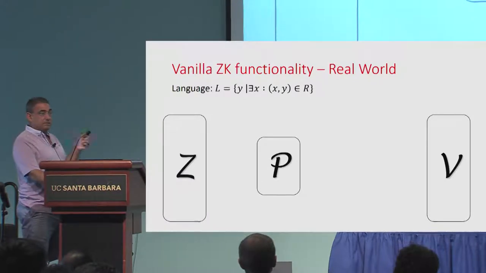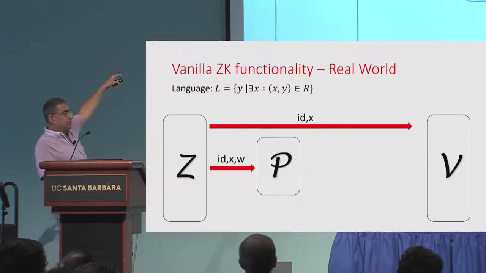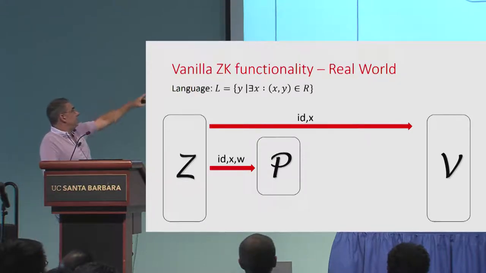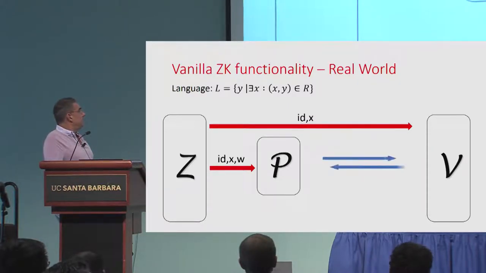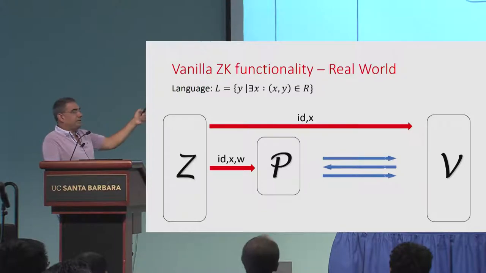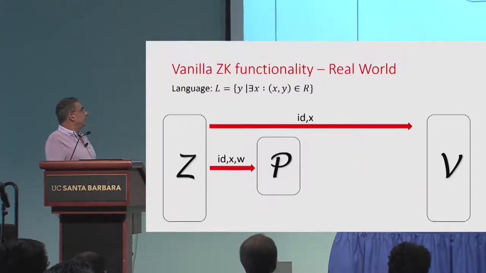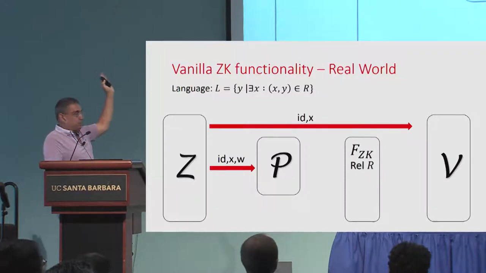So let's talk about the vanilla zero knowledge functionality, the way it was thought about earlier on. What is the API? There is this environment, which sits above, and it gives the prover its ID, the identity for the transaction, and here's an X and here's a W, a witness, and it gives just X to the verifier. Then in the real execution, the prover and the verifier interact, and the verifier just gives out the output in the end.